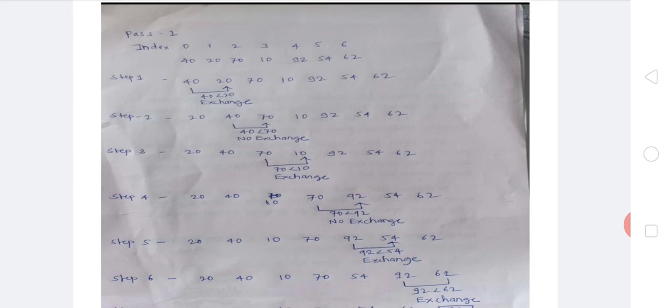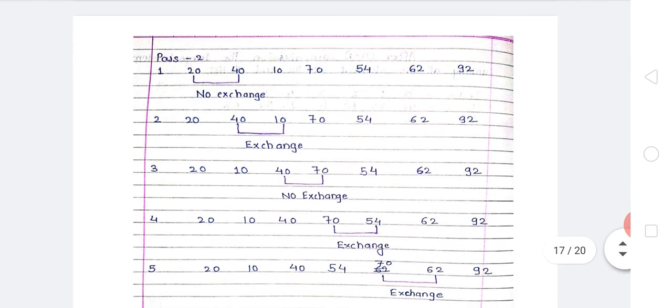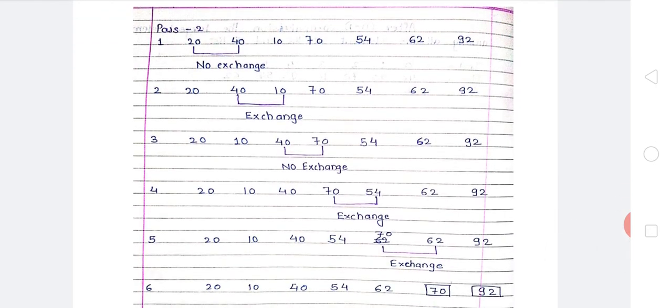Likewise, we can prepare pass number 2. In pass number 2, also the first value is compared with the second value. The first value, 20, is compared with 40. Here 20 is less than 40, so no exchange is required. In step number 2, 40 is compared with 10. Here 40 is greater than 10, so an exchange is required. We exchange 40 with 10 and 10 with 40.